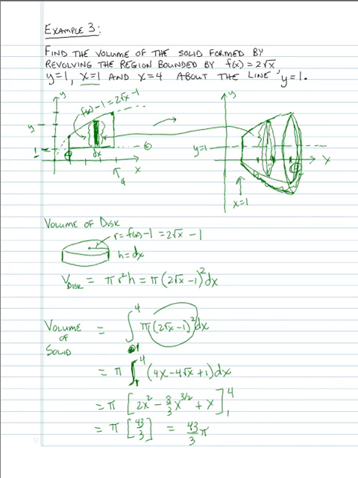43 over 3 is, oh gosh, what is that? That's almost 15, isn't it? Not quite. Actually, it's 14 and a third, I believe. It's 14 and a third times pi. Anyway, in cubic units.